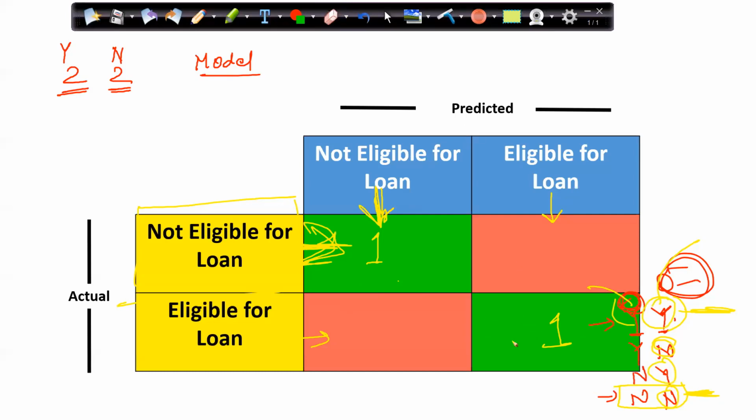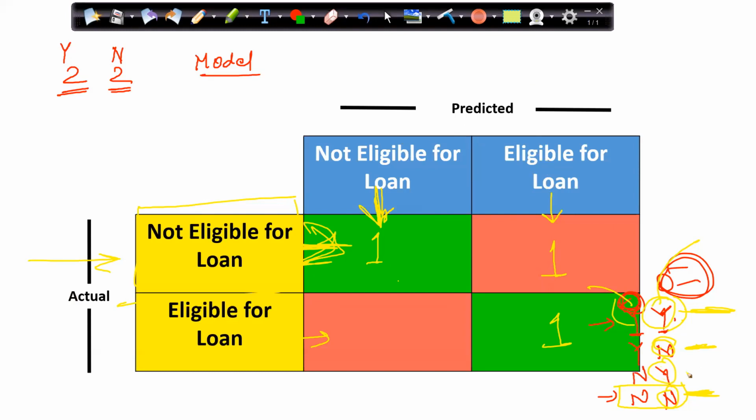Now we are left with 2 records. Let's go with this record. As per my original, he is not getting the loan, but as per my model, he is eligible for the loan. That means 1 is here. As per the actual data, he is not getting the loan, but as per the predicted data, he is getting the loan.